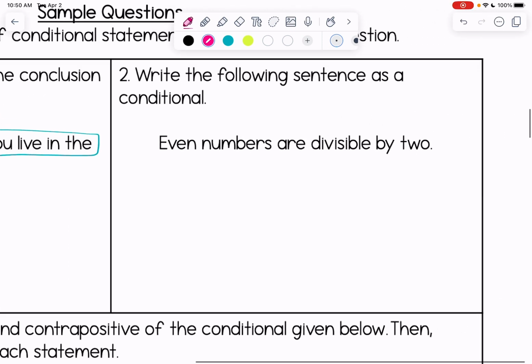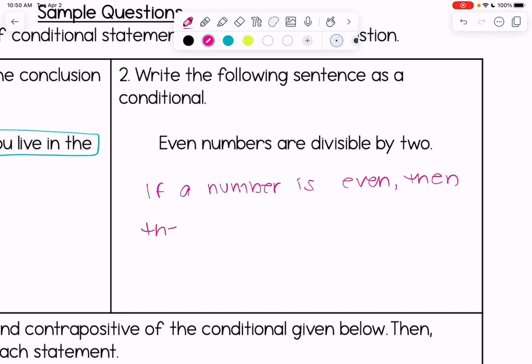Okay, number 2, write the following sentence as a conditional. Even numbers are divisible by 2. Okay, we have to insert the words if and then. So we could say if a number is even, then the number is divisible by 2. Okay, so now we have formatted this statement as a conditional since we have if and then in there.